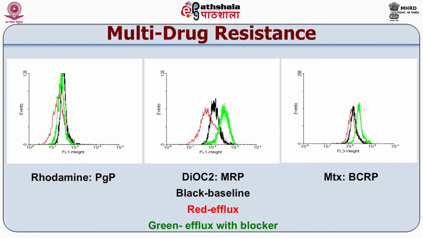In this example, the fluorescent probes or drugs including rhodamine, diethyloxacarbocyanine, DIOC2, and methotrexate, with their respective pumps, that is P-glycoprotein, multidrug resistance protein MRP, and the breast cancer resistance protein BCRP, have been used. The fluorescence of the DIOC2 dye shows a log shift. See the shift of the green histogram relative to the red in the presence of blocker, and a marginal shift is observed with rhodamine and methotrexate. Thus, this method can be used to identify the working pattern of the drug efflux pumps in a particular case.